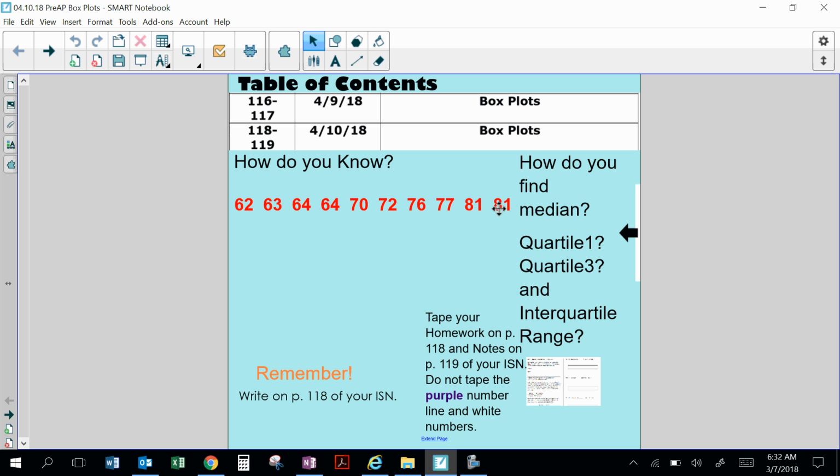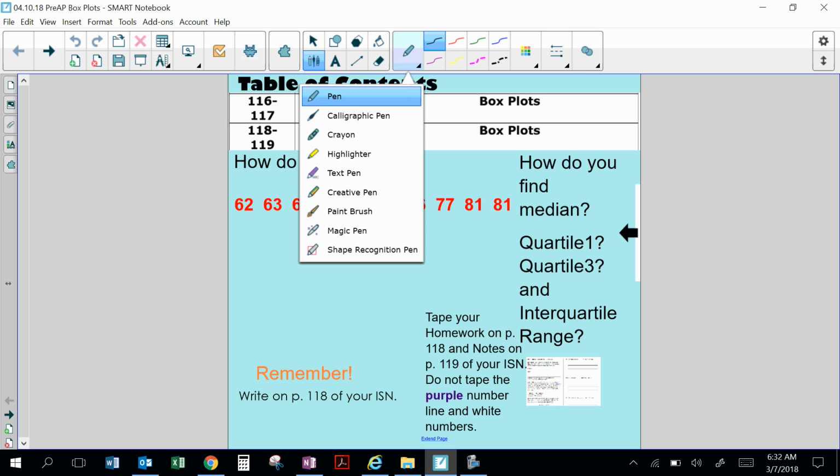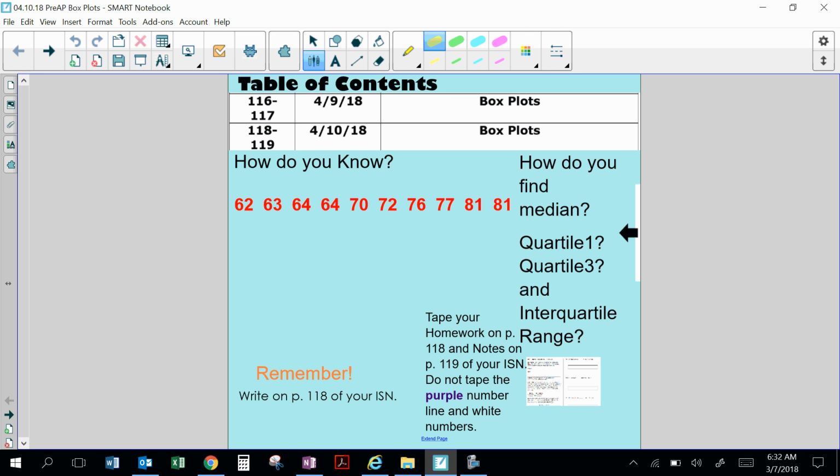How do you find the median of this? Well, what is the definition of median? Median is where you put the numbers in sequential order and figure out which number is in the middle of it. So let's cross out the least and the greatest until we can figure out which number's in the middle. So I see 70 and 72. The number in the middle is 71, or the median.